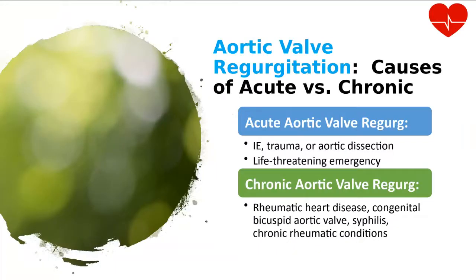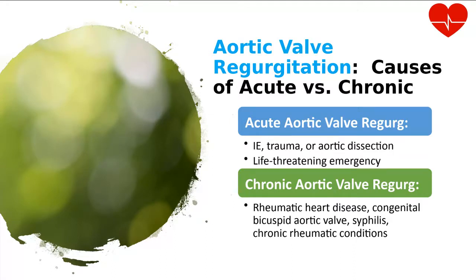All right, so where was I? We have acute aortic valve regurg, and then we have chronic aortic valve regurg. Some of the causes of acute can be infective endocarditis, which we're going to cover next week, some kind of chest trauma, aortic root dissection, or primary disease of the aortic valves, like I told you before, in congenital.